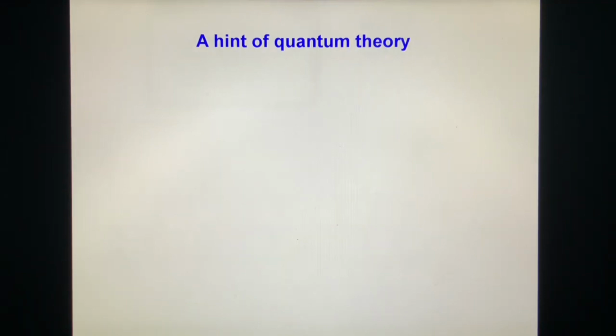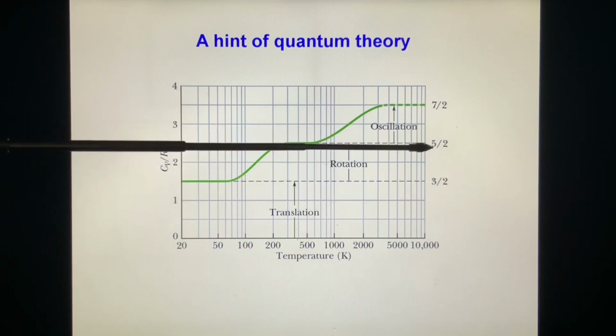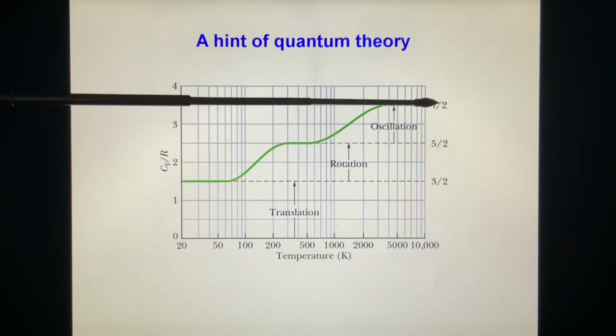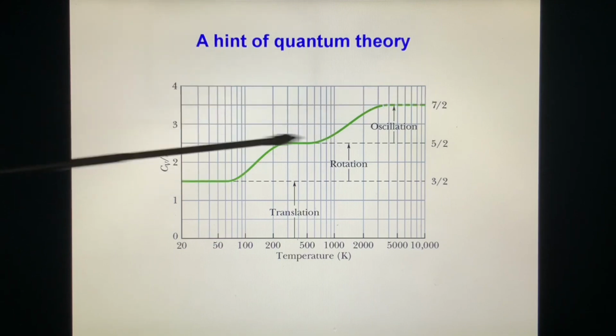In quantum theory, you can look at the energy of this gas. It can be translation, CV of 3 over 2 R, or you have rotation, you get 2 or 5, or you have oscillation, 2 or 7. They are quantized. The energy is quantized. This is a hint, okay, for quantum mechanics energy.